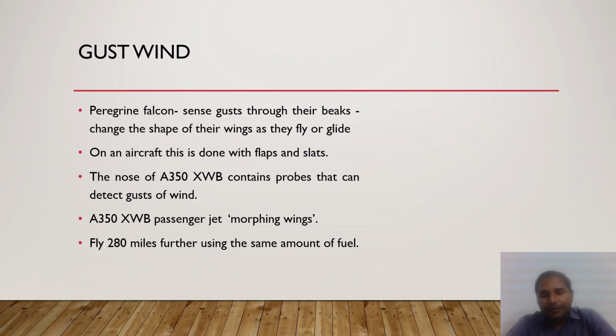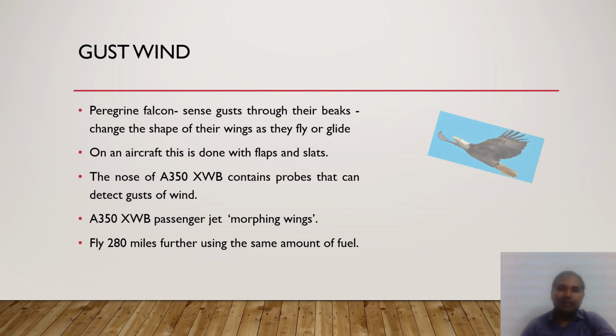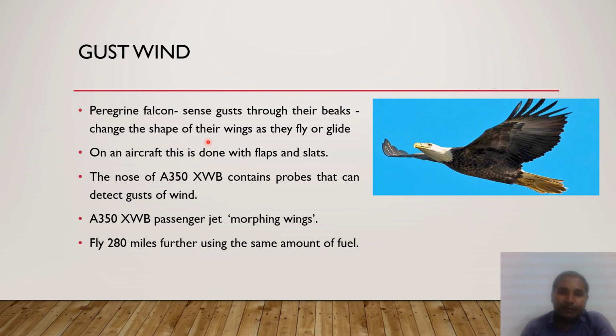A sudden wind with high turbulence is called gust wind. In simple words, it's a disturbance in the fluid flow. This disturbance is tackled very cleverly by the peregrine falcon. The beak of the peregrine falcon has the capability to sense the gust wind at further distances. Once it senses the approach of gust wind, it passes the signals to the wings.